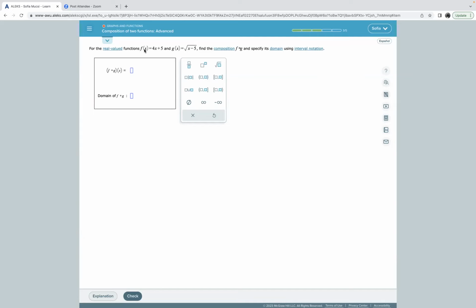Wait, I think I'm confused on how to write it. It would just be 4 on the outside, square root X minus 5, plus 5. Oh, right. Okay, like this. Good. Like that. Yeah, you got it. And then again, we're setting this to 0. And then that's just bracket 5 comma positive infinity. Yes, that's correct.